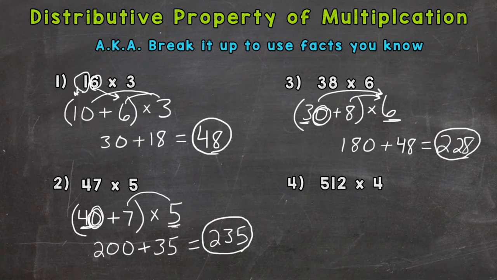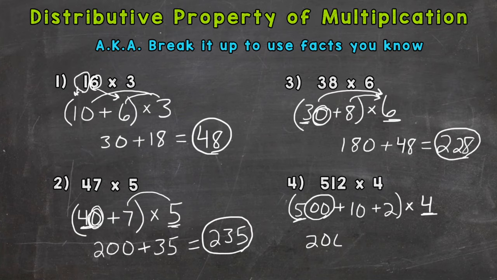So number 4, we have 500 plus the 1 has a value of 10 plus 2 times that 4. So 500 times 4 is going to give us 5 times 4 is 20, and then put these two zeros back on the end, plus 4 times 10, which is 40, plus 4 times 2, which is 8. So now we add those together and we get 2048.